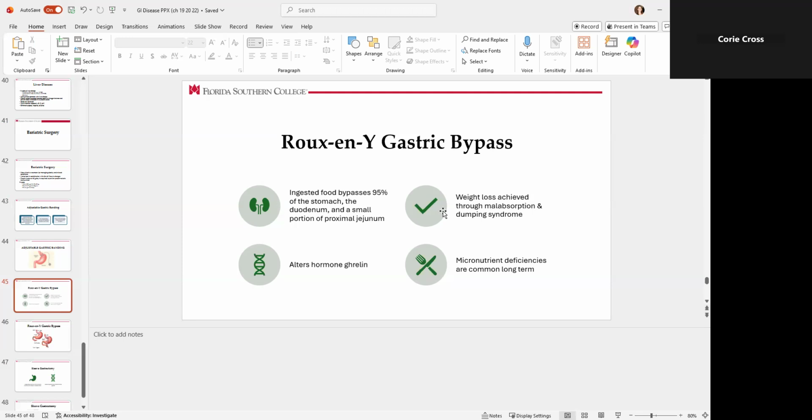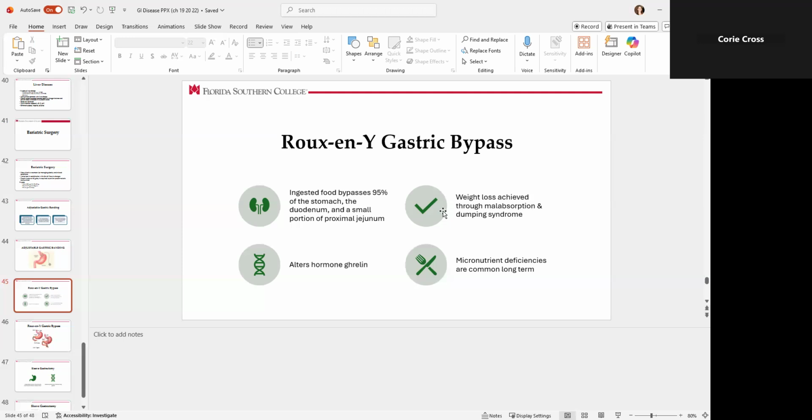The major complication with this procedure is anastomotic leak. So leaking where the surgical incision is located. Remember the anastomosis. Iron, calcium, and vitamin B12 deficiencies may occur. Patients tend to lose more weight over a 5-year time frame with this surgery than they do with the gastric banding. The diet is comparable to gastric banding in that the patient needs to consume small quantities of sugar-free liquids.